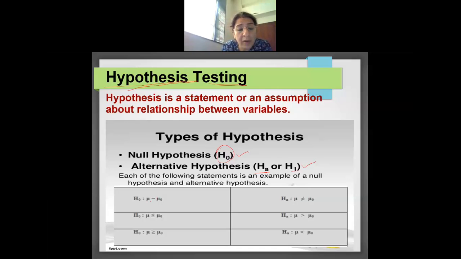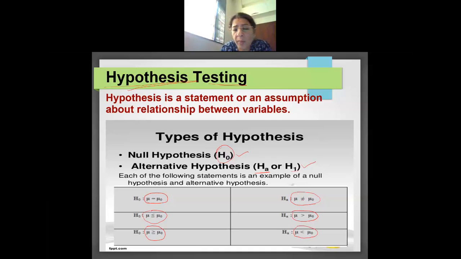For example, you make a null hypothesis that the population mean is mu0. The alternative hypothesis respectively can be that the mean is not equal to mu0. If you make a null hypothesis that your mean is less than or equal to mu0, the alternative will be that your mean is greater than mu0. If you form a null hypothesis where the mean is greater than or equal to mu0, your alternative will be that the mean is less than mu0.